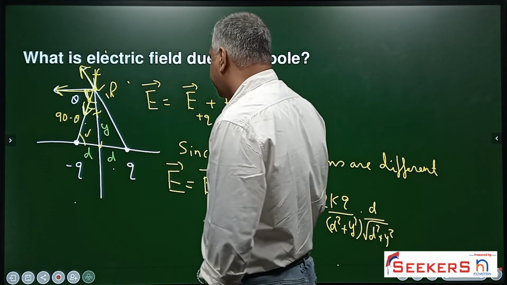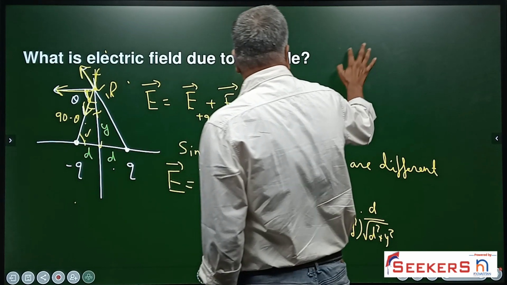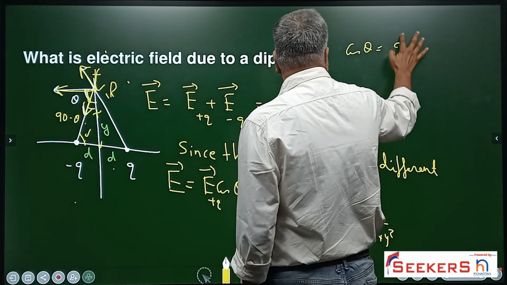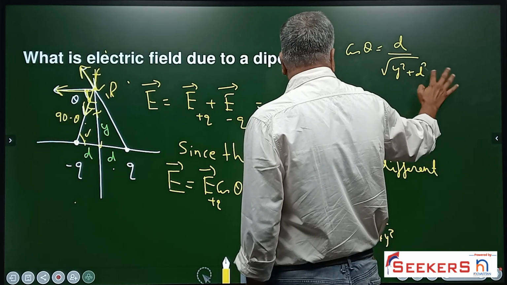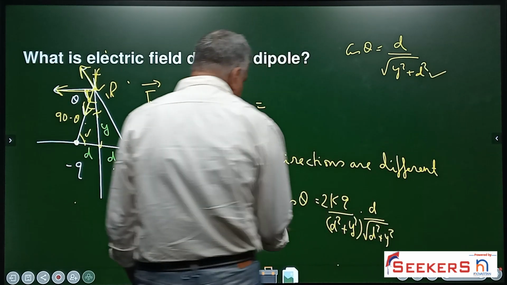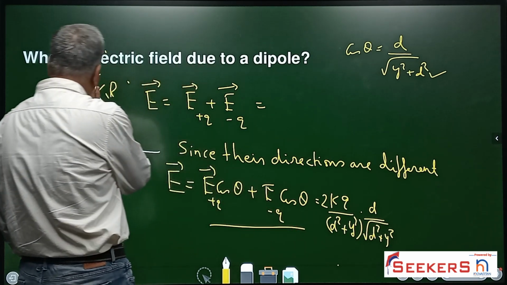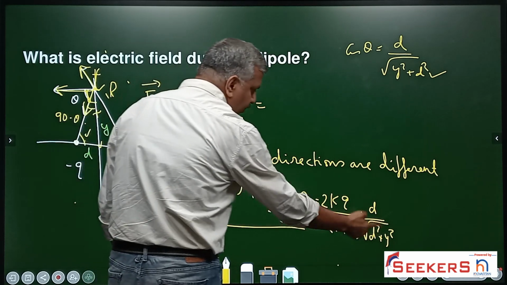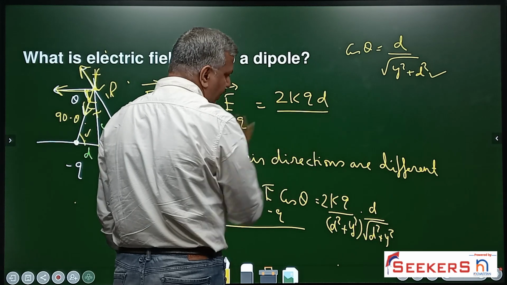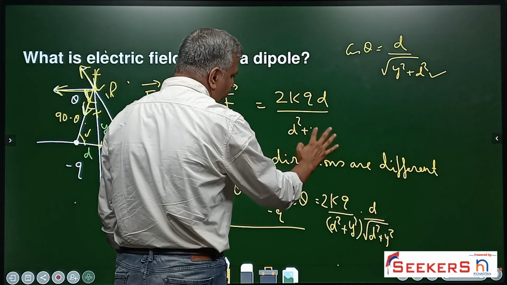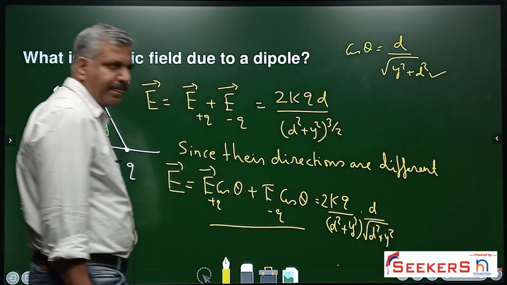So what is cos theta? Cos theta is going to be adjacent side divided by hypotenuse. So cos theta will be equal to d divided by square root of y squared plus d squared. I am applying Pythagoras theorem. So from here I can say that E plus Q is this much, E minus Q is this much, and both of them are in the same direction. So when you add, you will get this much. That means you will get 2 times k q d divided by (d squared plus y squared) power 3 by 2.